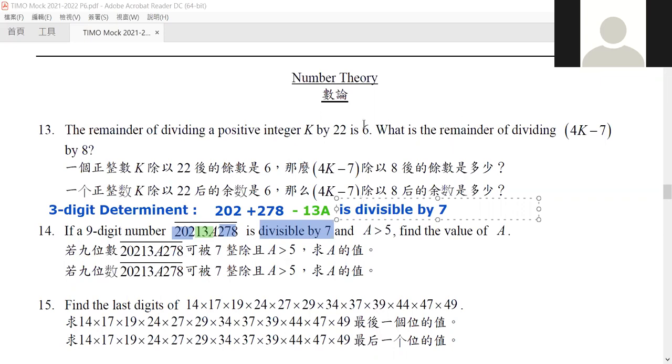So in here, what does this number look like? It would be equal to 480 minus 130, so it should be equal to 350. 350 minus A is divisible by 7.